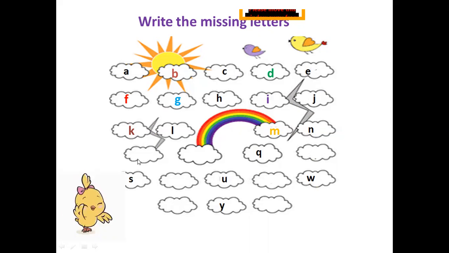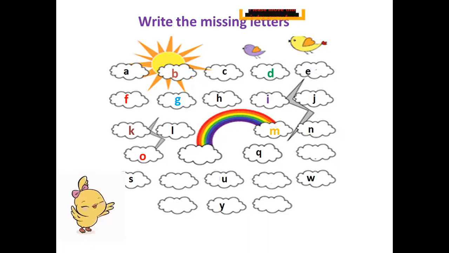But after N, again we have two consecutive letters missing. What will come after N? Let's check. O. Our next letter after N is O.